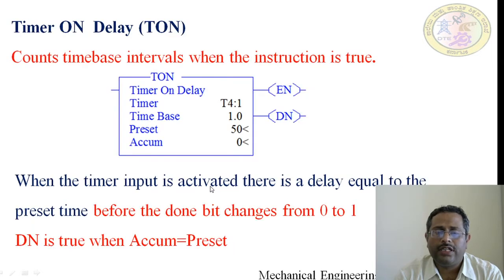Next we will see different types of timers. We have three types of timers: one is timer on delay, another is timer off delay, and the third is the retentive timer. First we will see what timer on delay is.